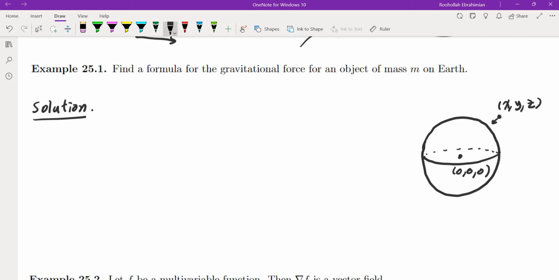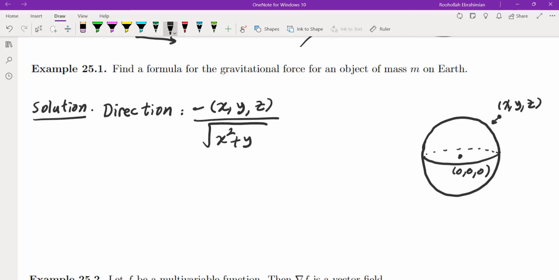So let's first find the direction of the gravitational force. The direction is going to be towards the origin. So towards the origin means minus x, y, z. But because it's a direction, I'll have to also divide by its magnitude. So this is the direction of this force.